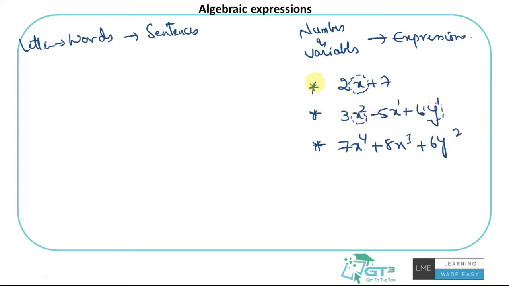So in this case, I have used numbers 2 and 7, and I also have used a variable x. Using this as a combination, I built an expression 2x plus 7. These are called algebraic expressions, right?